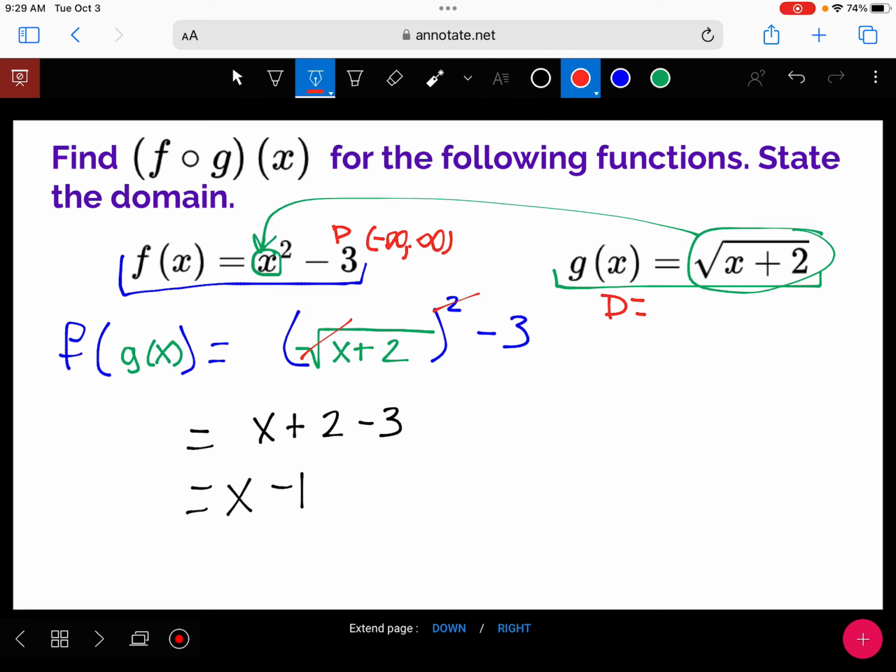You're on the right track, but it's not everything except negative 2. It's negative 2 and bigger, because we're not having imaginary numbers. We're living in the world of real numbers. So it needs to be negative 2 or bigger so that it's 0 or bigger under the radical. So from negative 2 to infinity.